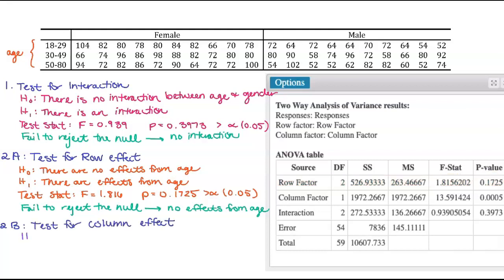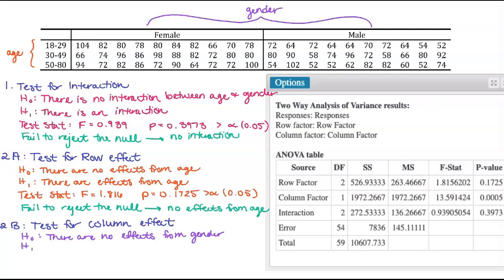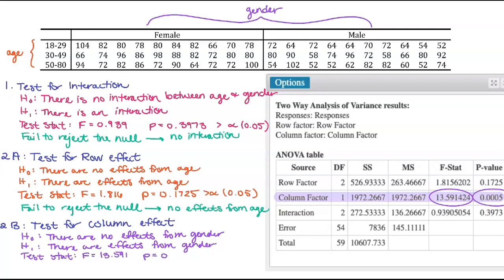With this test, the null hypothesis, H0, is that there are no effects from the column factor. Our column factor is gender. So this null hypothesis is that there are no effects from gender. This means that the alternative is that there are effects from gender. From our StatCrunch output values, we want to look at the row titled Column Factor. We find our test statistic, F, equal to 13.591, and our p-value equal to 0.0005.